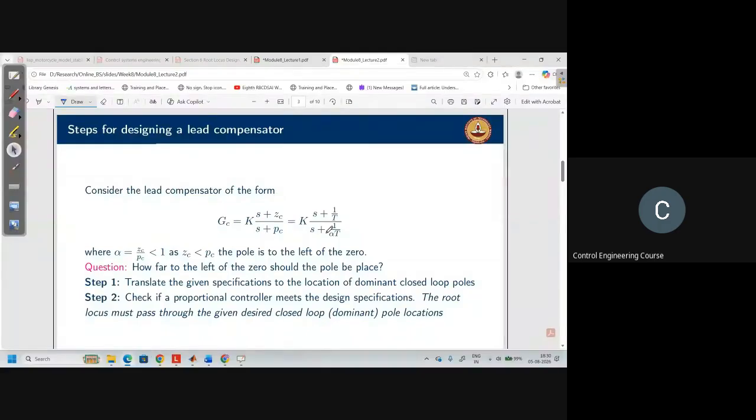Okay. So the compensator can be written as S plus ZC by S plus PC. This is equivalent to S plus 1 by T over S plus 1 by alpha T, where alpha is nothing but ZC by PC, which is less than 1, because we keep ZC close and PC far away from ZC. So the pole is to the left of the zero. Now, how far to the left of the zero should we place the pole? This is our design consideration now.